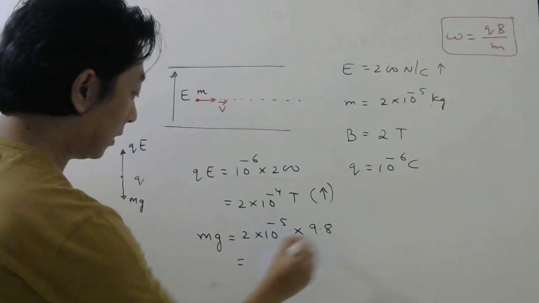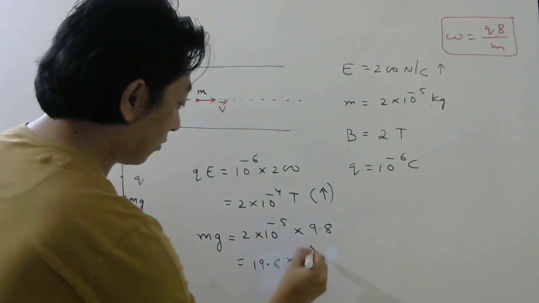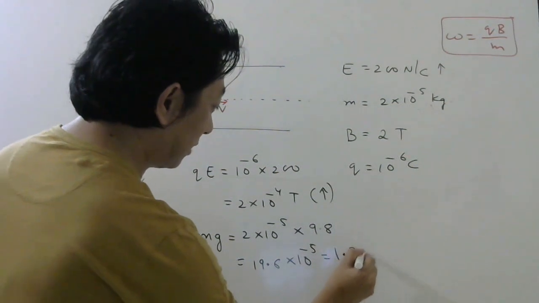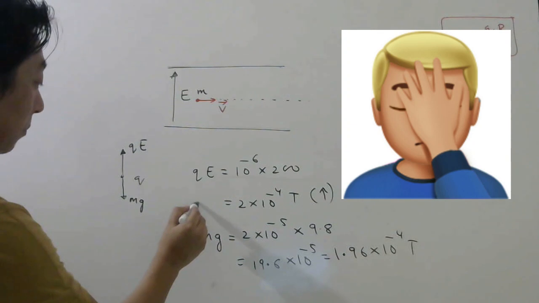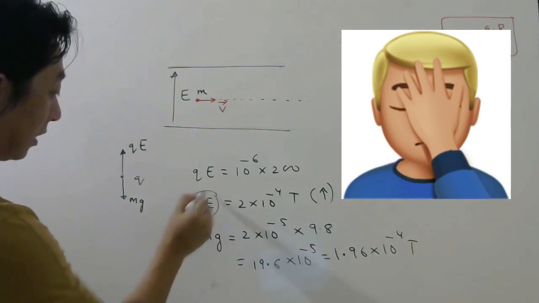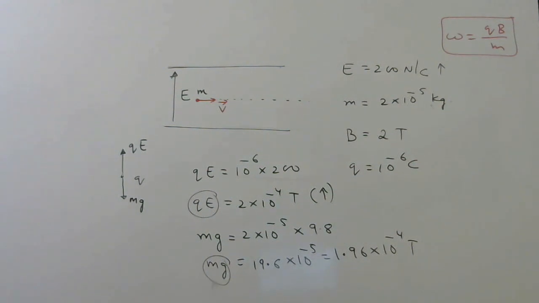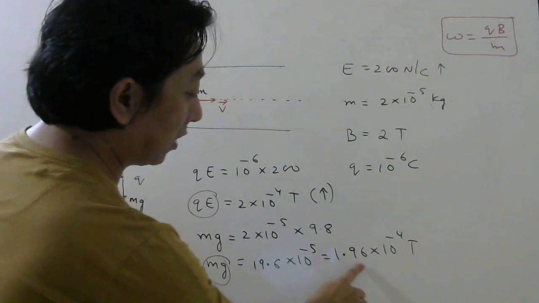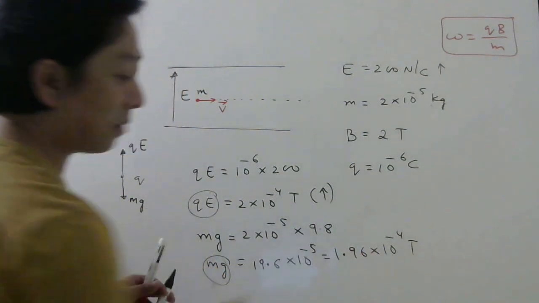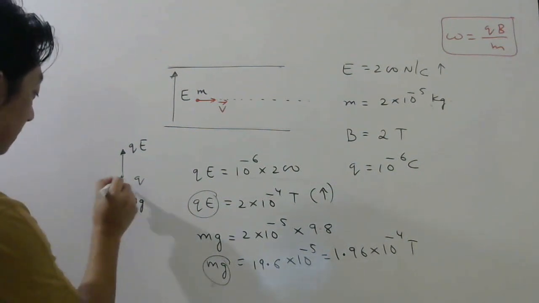So this will be 19.6 into 10 power minus 5, which I can write as 1.96 into 10 power minus 4 Tesla. Now compare the values of electrostatic force and gravitational force. Check, you can see this is slightly greater. This is 2, this is 1.96, 10 power minus 4, 10 power minus 4. That means you will need magnetic force this side.